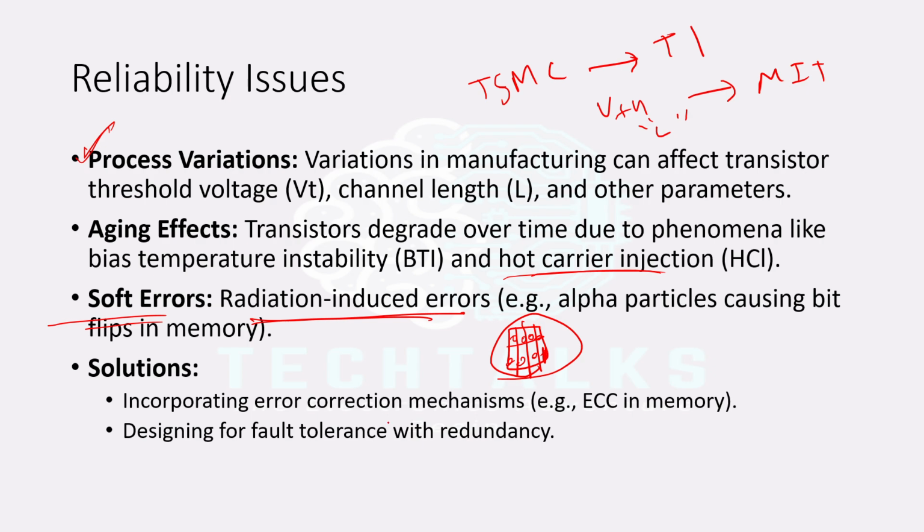This can be avoided by incorporating error correction mechanisms, like a cyclic redundancy check, which you can use for the integrity of the data present inside the memory, and you can use something like Hamming codes for correcting 1 bit errors, and you can use many other techniques also.